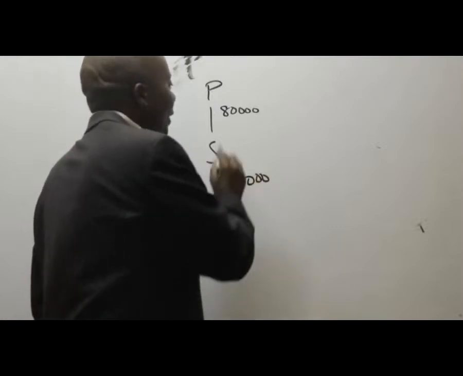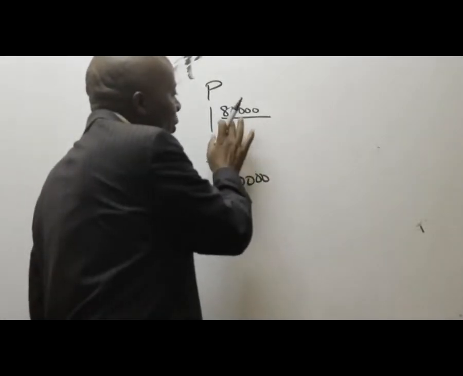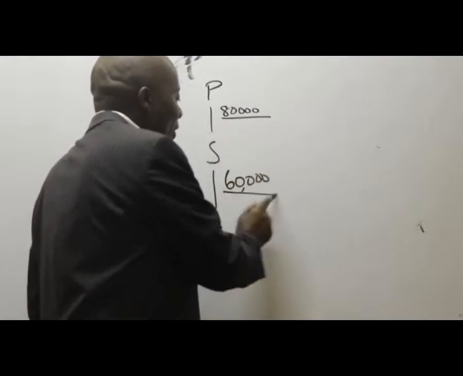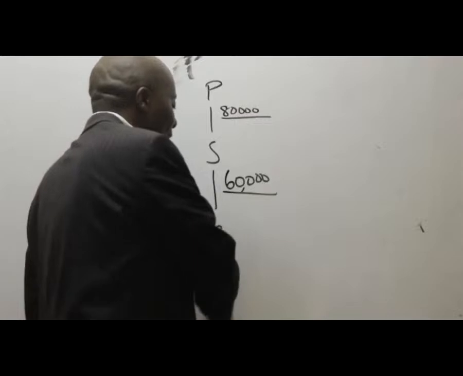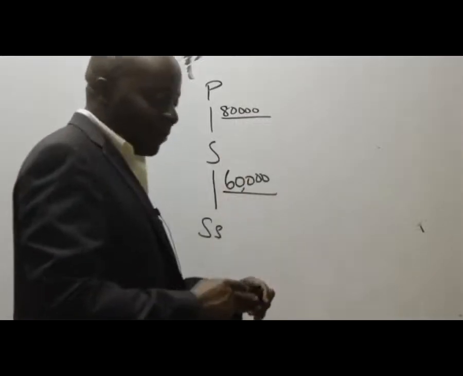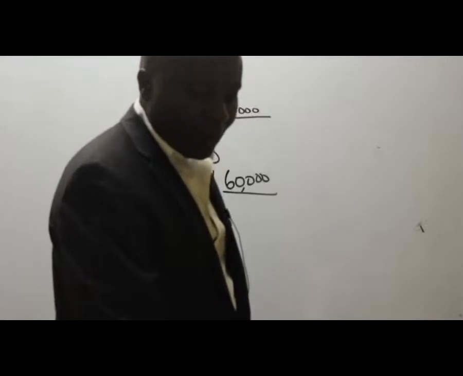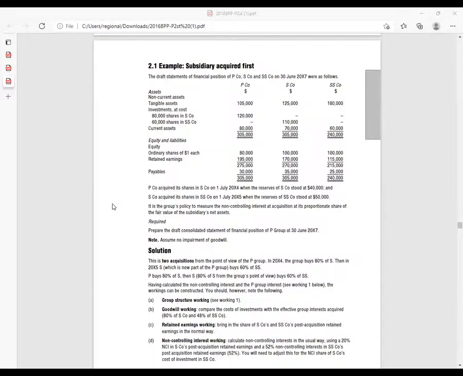Please give me the number of ordinary shares of S company. Here you will divide this by the number of ordinary shares of SS company. So is there somebody who can see the number of ordinary shares of S company? How many are you able to see as the number of ordinary shares of S company?